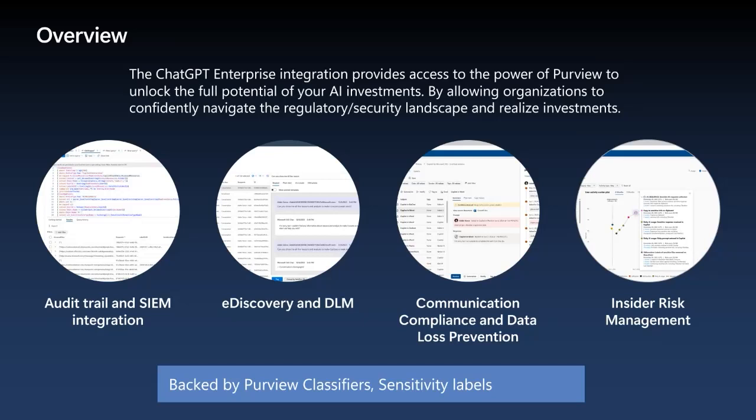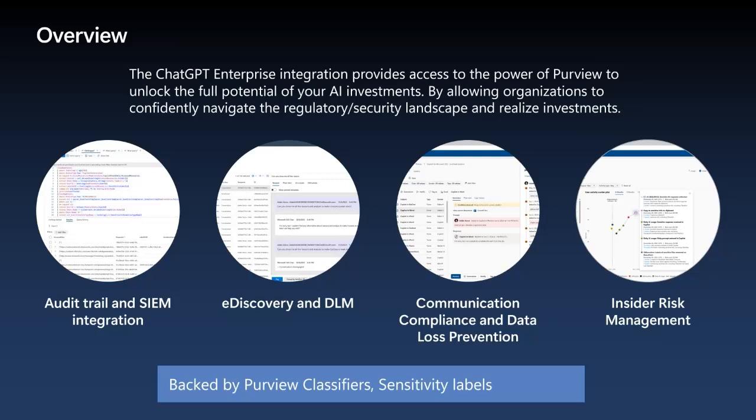So if you look on this slide, you can see that on the left-hand side, we're highlighting that when you integrate ChatGPT Enterprise with Purview, you will actually get access to hunting capabilities. So in this screenshot, it's advanced hunting, but you can actually integrate this into any type of SIEM solution to do hunting on top of your ChatGPT data and the usage of your ChatGPT data.